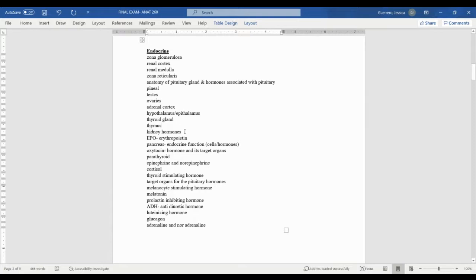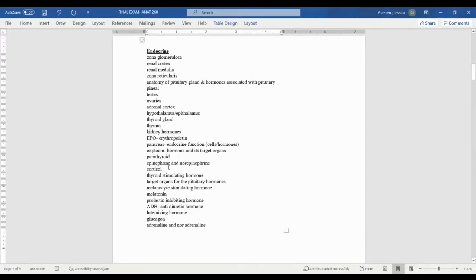I said kidney hormones, all right. Erythropoietin, which is also abbreviated EPO, you know where that's manufactured and what its impact is. The pancreas, you need to know the pancreas's endocrine function at this point. There's cells that are associated, so the alpha and the beta cells and the hormones that are associated with those. You need to know about oxytocin, a hormone, and its target organs. The parathyroid glands and parathyroid hormone.